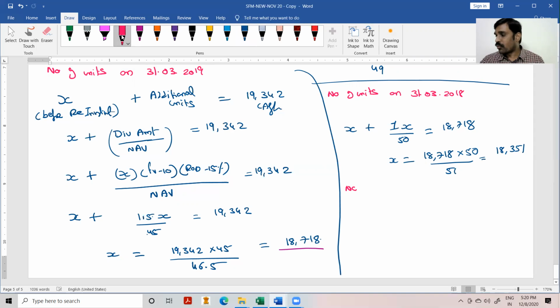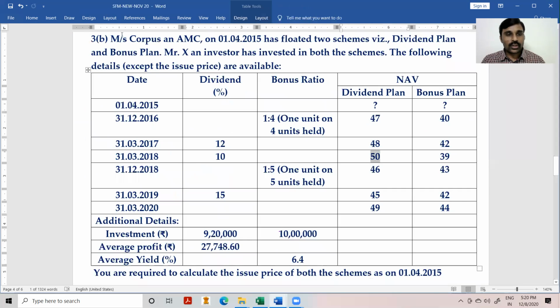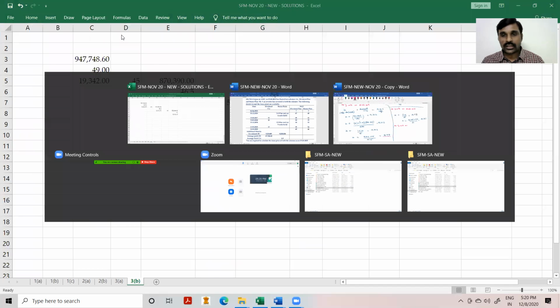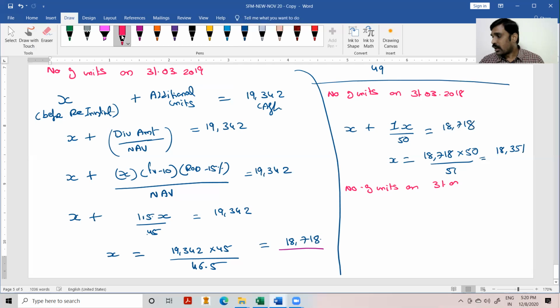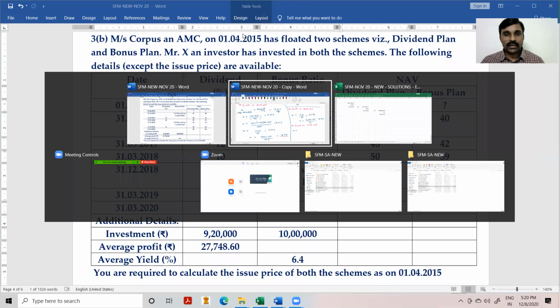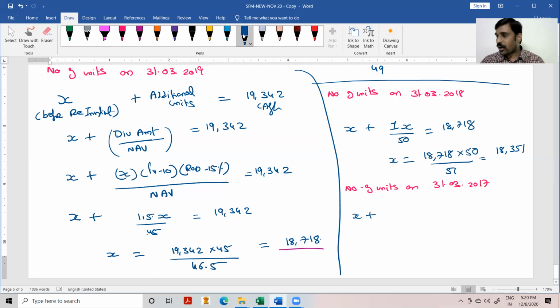If you take the number of units before the dividend date, the number of units on 31st March 2017 is X plus additional units. What is the rate of dividend? 12%. That means 1.2 rupees dividend per unit into the number of units. Total dividend divided by NAV.